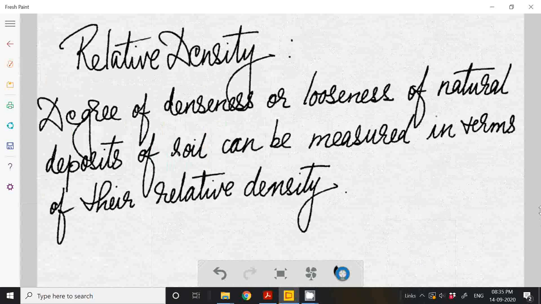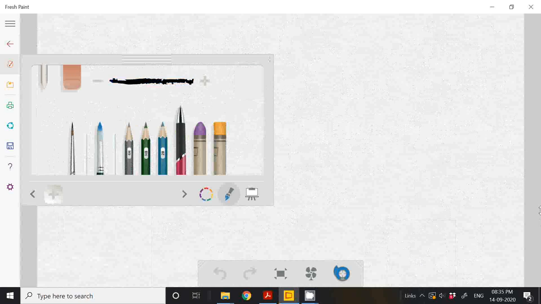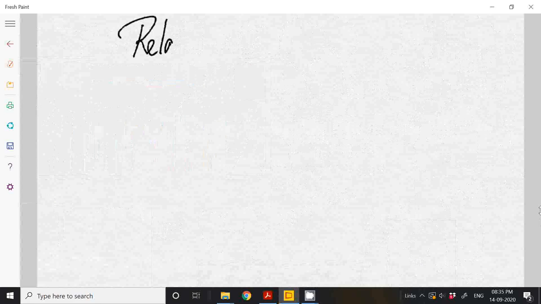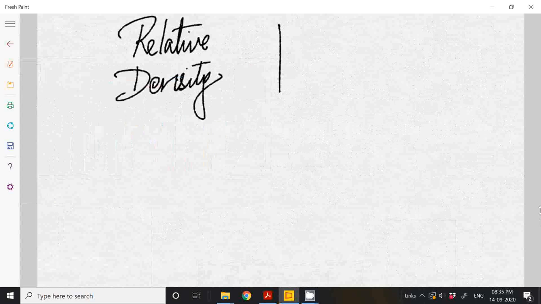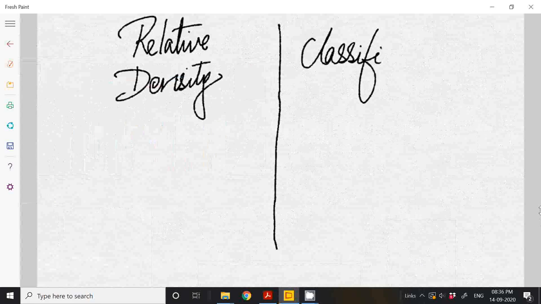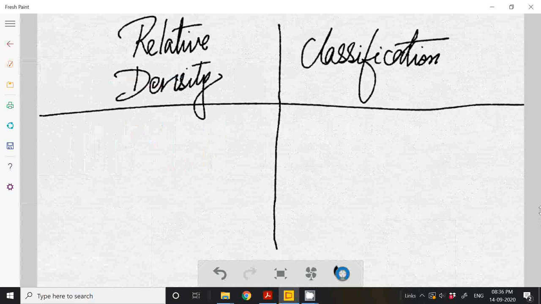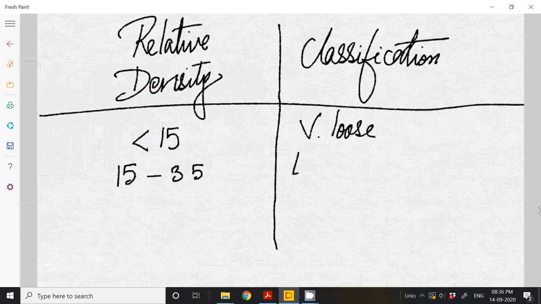So now let me give you some ranges for relative density, and it is expressed in percentage, so you can write down this table: relative density and classification. So obviously it is expressed in percentage, so if it is less than 15%, then very loose, 15 to 35, it is loose. If it is 35 to 65, it is medium.